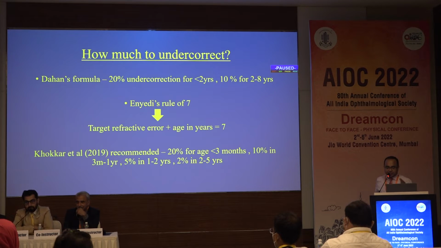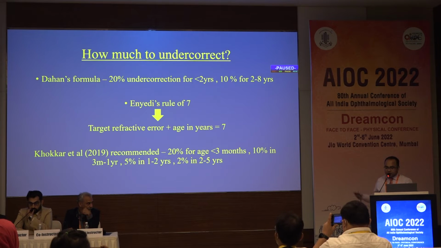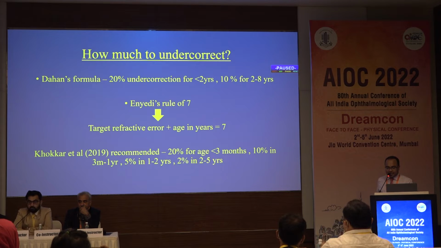So if the age is 3 years, the target hyperopia should be plus 4. Now there's a study published in 2019 by Sir, which recommended 20% undercorrection for age less than 3 months, 10% for 3 months to 1 year, 5% for 1 to 2 years, 2% in 2 to 5 years.